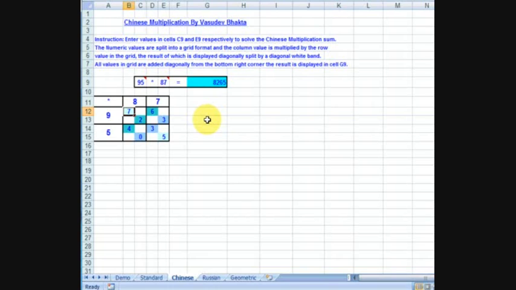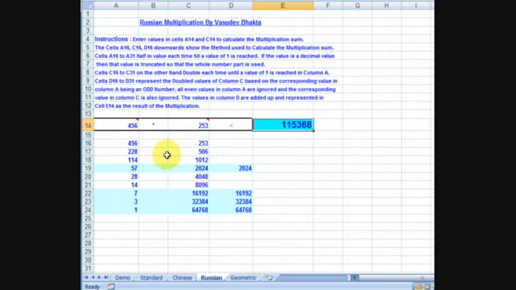This method can be extended to multiply 3-digit or n-digit numbers. Just draw a larger grid to accommodate the numbers. Divide the squares diagonally. This method is useful as you're dealing with smaller numbers. Let's move on to Russian multiplication. Click the Russian tab.